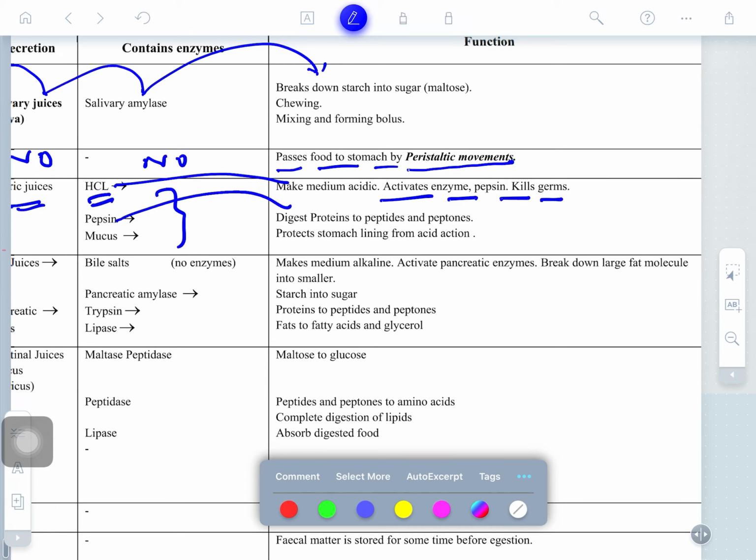And pepsin, what is the working of pepsin? It digests protein into peptides and peptones. Mucus, what is that here? It protects the stomach lining from the stomach action.